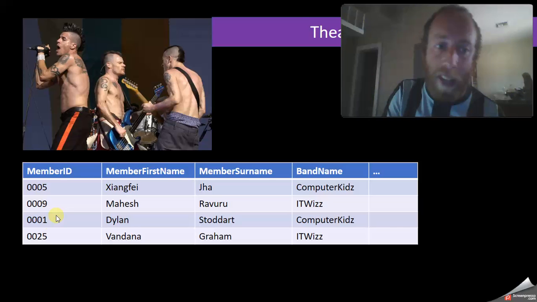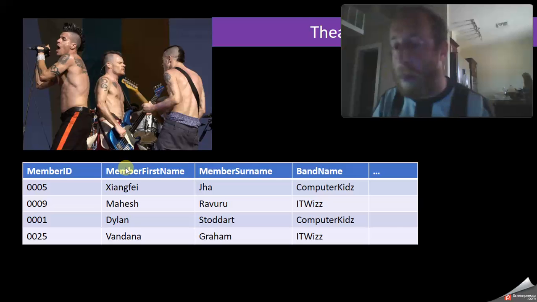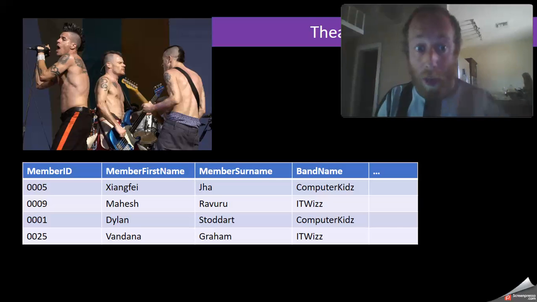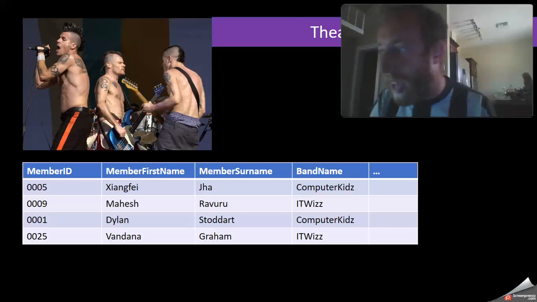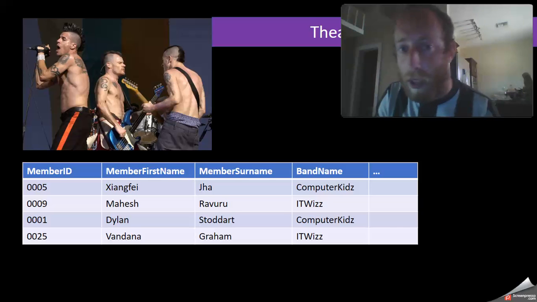So we've got member ID, which is an attribute. We've got member first name, member surname, band name, which are all attributes. As you can see, it's just a list within each attribute of different information about our members. Now we can draw this out, or write this out, also in a different way. Let's have a look at it.